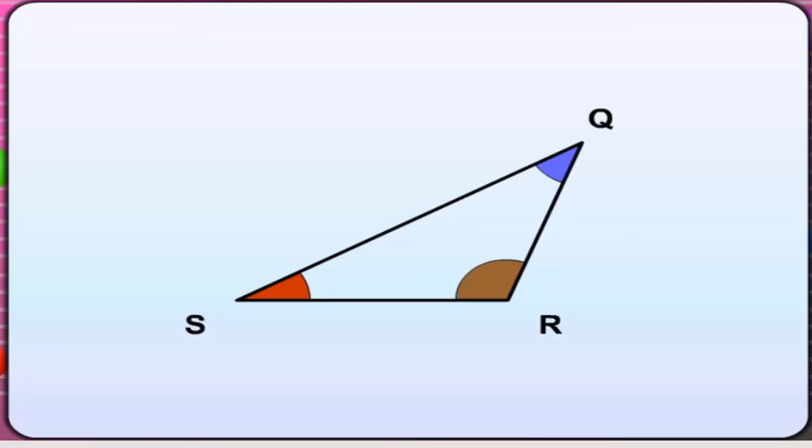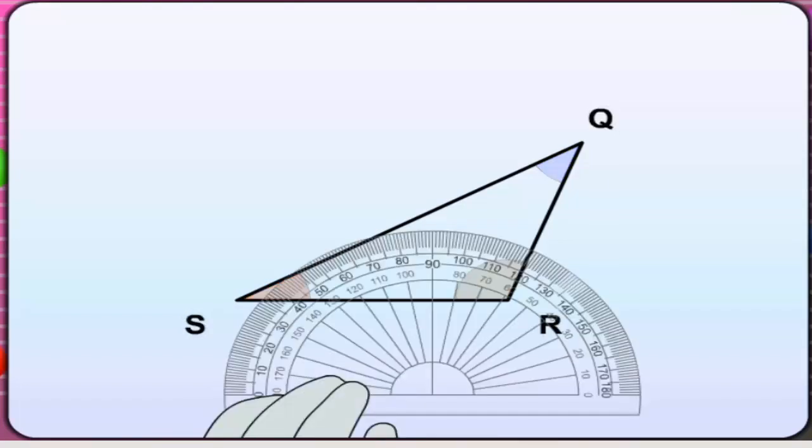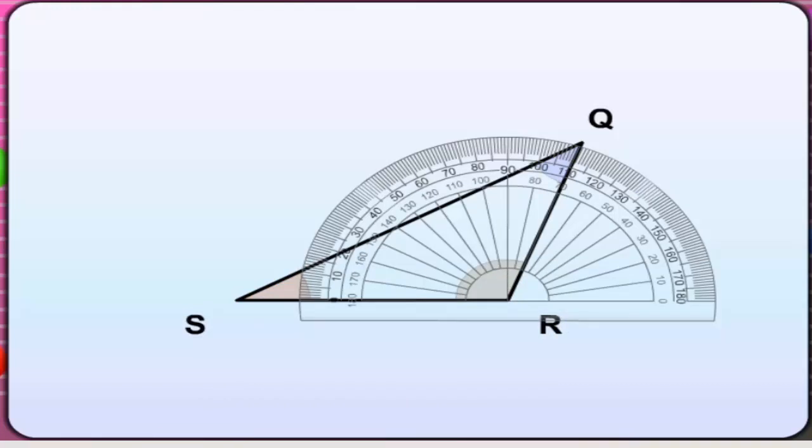Students, now let us measure the angles of the triangle QRS. Here, the angle QRS is equal to 110 degrees.